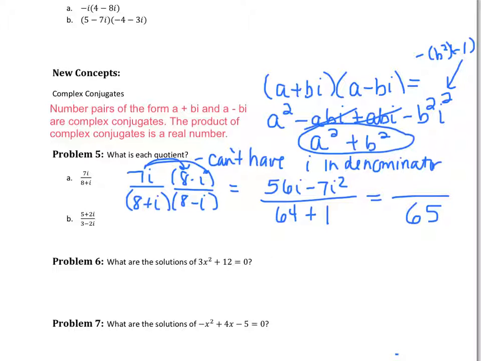And on the top, that negative 7I squared is going to turn into plus 7. Again, I squared is negative 1. So I'm going to rewrite it as 7 plus 56I on the top, putting it in A plus BI form. And then what I usually do is just separate it out. So I get 7 over 65 plus 56 over 65 I. That way we have our real part and we have our imaginary part.